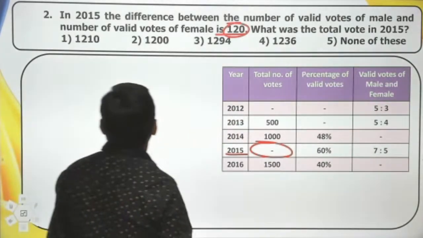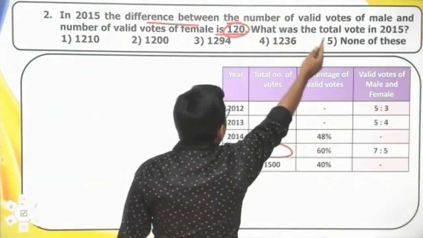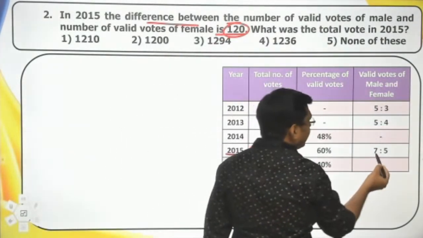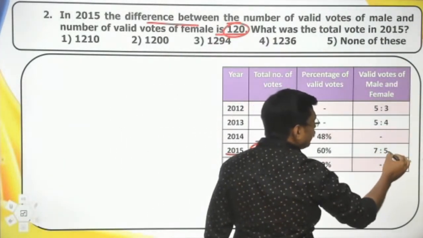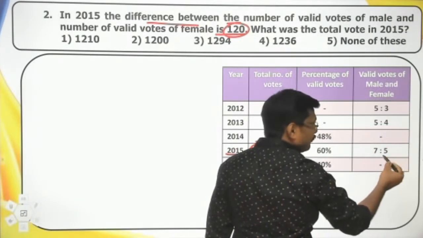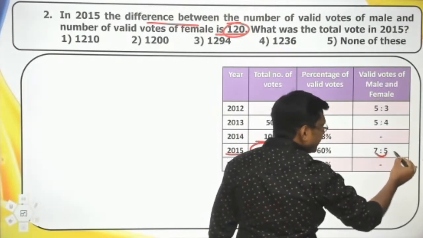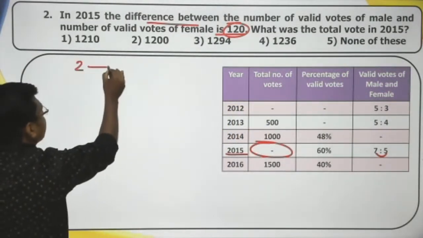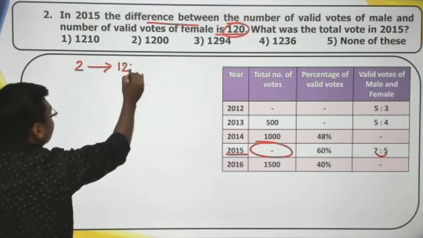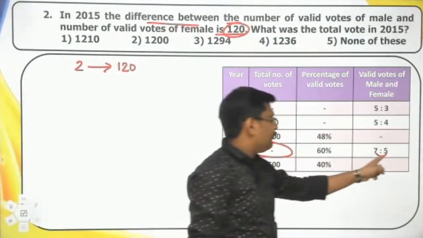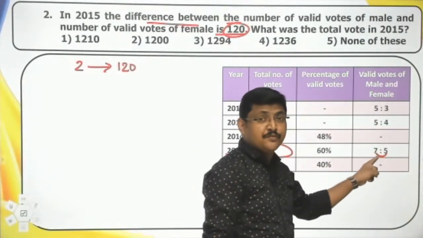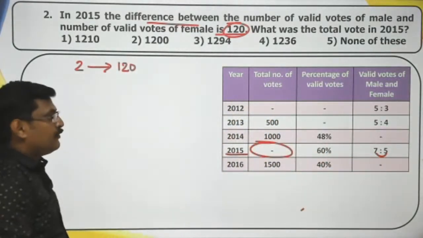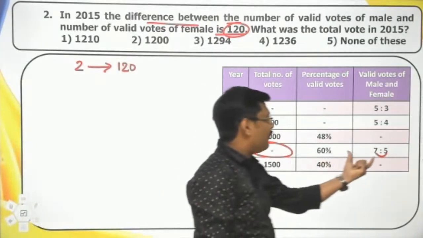First of all, listen, the difference between the number of valid vote of male and valid vote of female. On looking into the ratio, valid vote of male to valid vote of female is 7:5. And this difference, that is 2, corresponds to the given 120, the difference between male and female. From that, we can find the total valid vote.